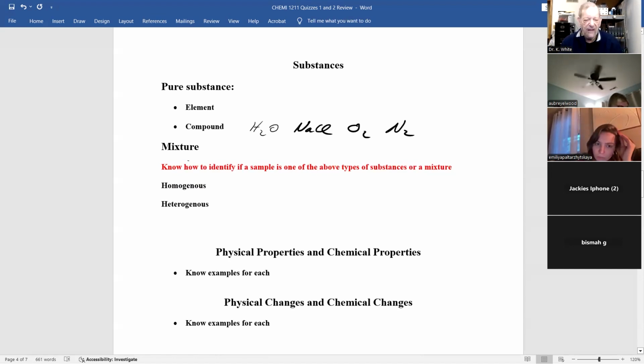Mixtures are either homogeneous or heterogeneous. And homogeneous is the same throughout. That means that in the mixture, everything is the same. You have air, for example. If I'm right here, there's a certain amount of oxygen and nitrogen. If I go by my door, which you can't see, or outside my house, that air will also have the same mixture of oxygen and nitrogen because it's homogeneous.